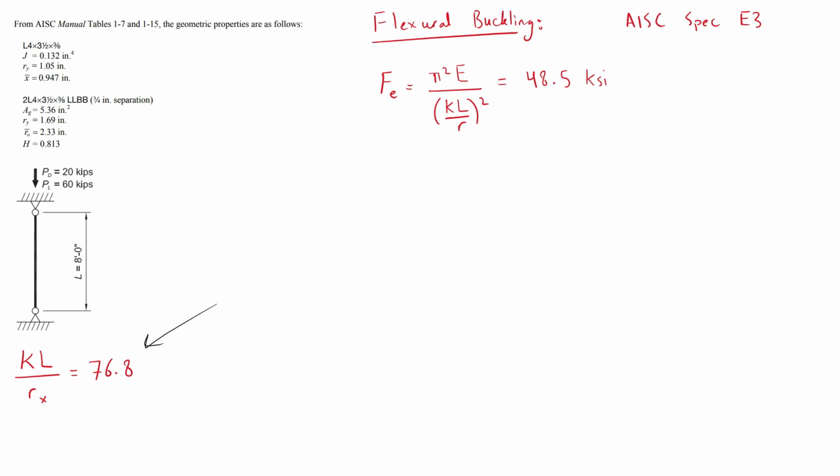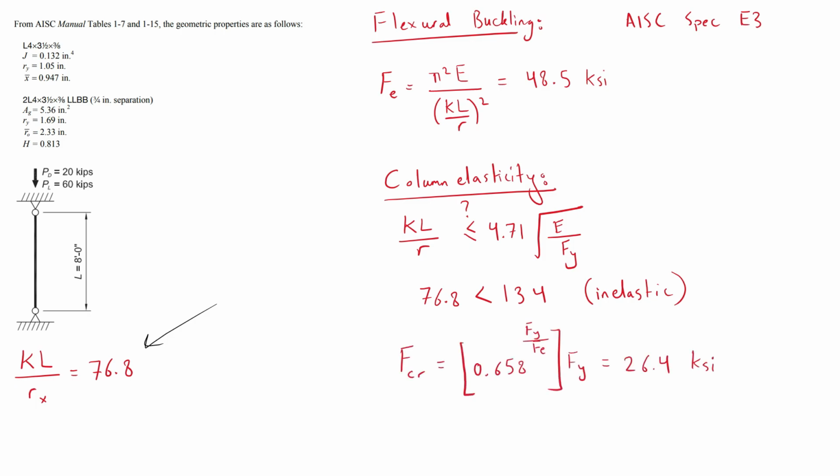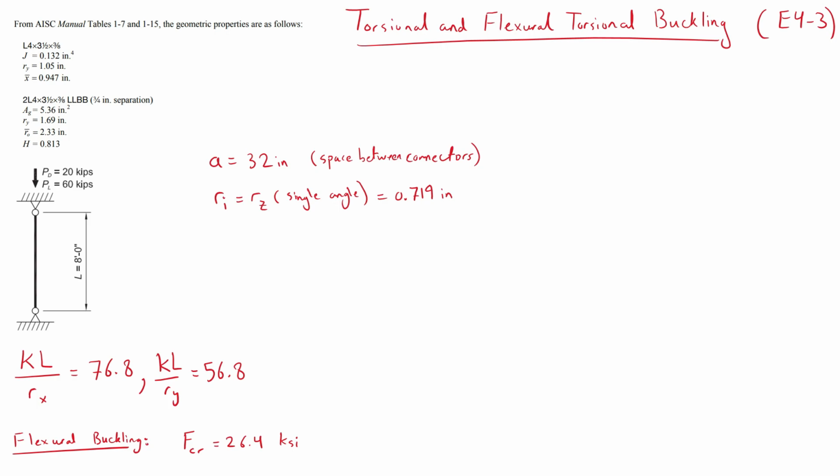Next, we have to check whether the column will buckle elastically or inelastically. Because the slenderness ratio is smaller than the limit, the member is inelastic, and we will use the following equation to determine the critical stress. To determine the critical stress in flexural torsional buckling, we have to refer to Section E4-3.